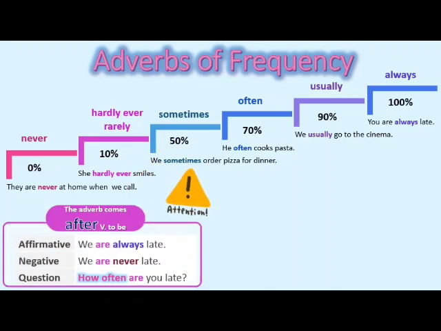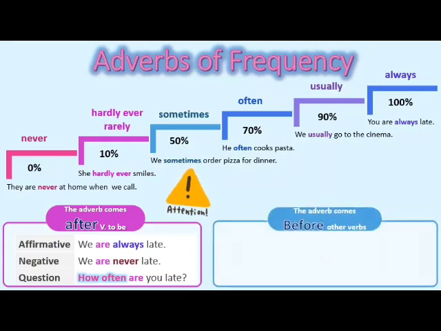But attention, these adverbs always come after verb to be. In the affirmative form, we say, we are always late. And to negate the sentence, all you have to do is remove always and use never. We are never late. And to make a question, we use the question form, how often are you late?